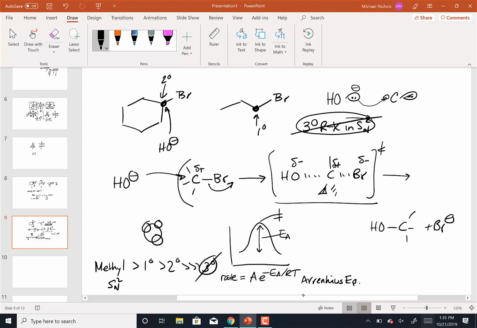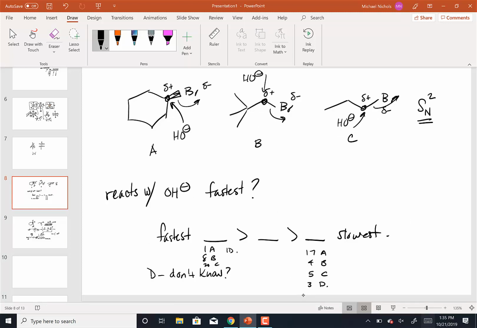So back to our first question, since B and C were both primary, they're tied. Well, that's true. So both B and C were primary, which would make them tied. So now let's look at the groups that are attached to those primary carbons. Which one has the greater steric hindrance, or which one has the less steric hindrance, if you want to look at it that way? Ethyl group versus tertiary group. Which one's more sterically hindered? The tertiary.